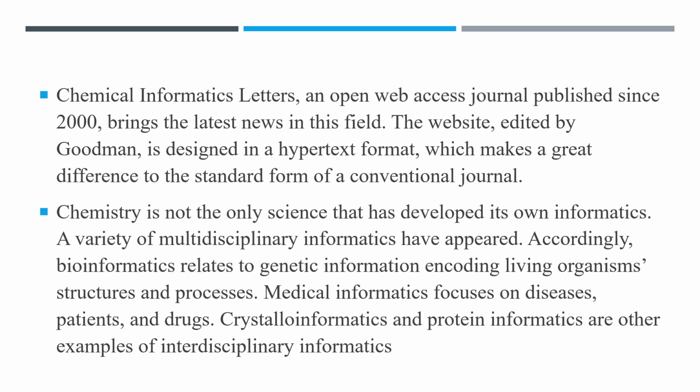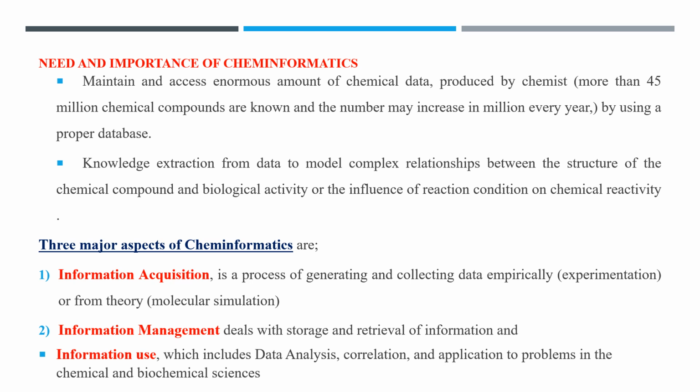So chemistry is a science that is combining with informatics to form chem informatics. Not only chemistry, even medical informatics, which focuses on diseases, patients, and drugs, is known. Crystalloinformatics and protein informatics are other interdisciplinary informatics fields. Now, why do we need this? What is the importance of chem informatics?